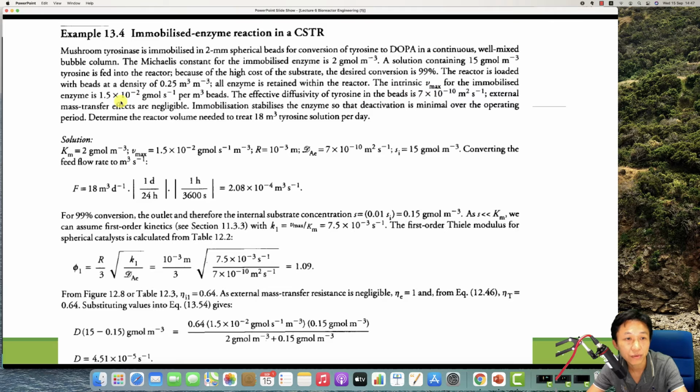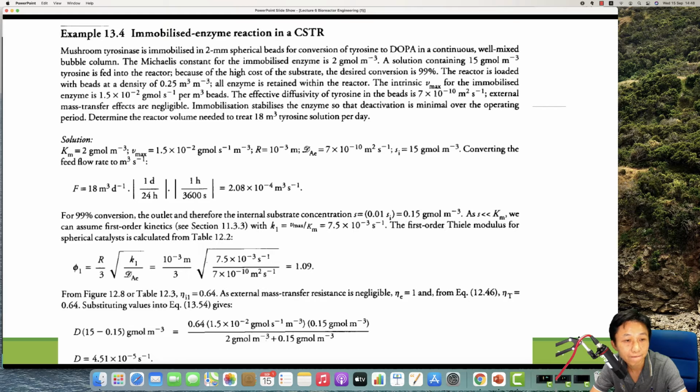Vmax for the immobilized enzyme is this one, per cubic meter of bead. Okay, they use a lot of bead. The effective diffusivity is this one, 7 times 10 to the minus 10. External mass transfer is negligible. Okay, you need to determine the volume of the reactor.